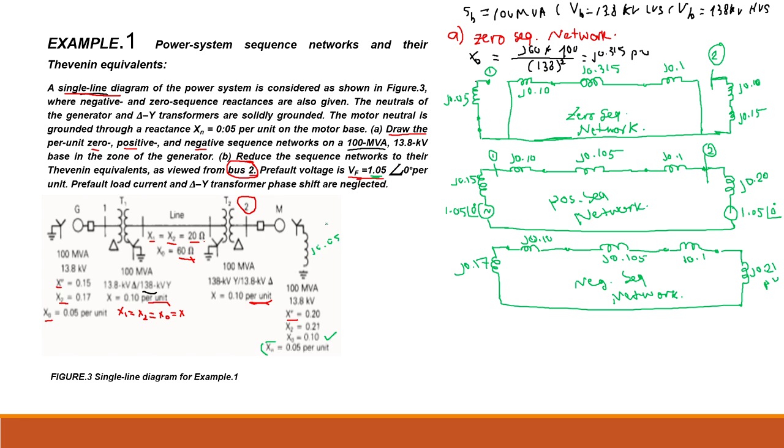Okay, now let us go to the second requirement, the second demand. Reduce the sequence networks to their Thevenin equivalents viewed from bus bar number 2. We reduce this system viewed from the terminals brought out from bus bar number 2, terminal A, as we draw.